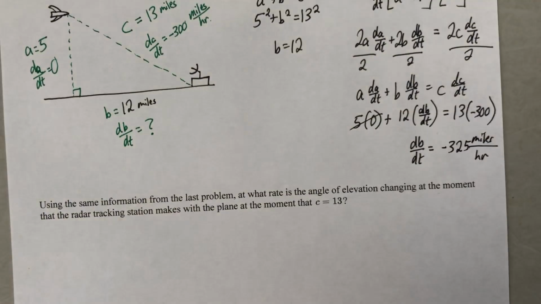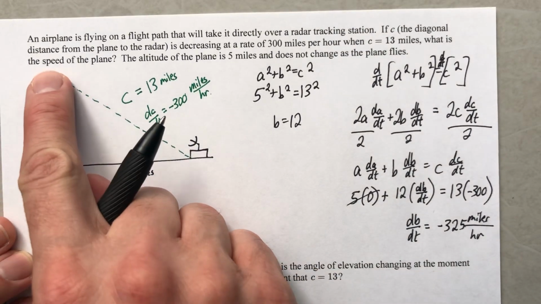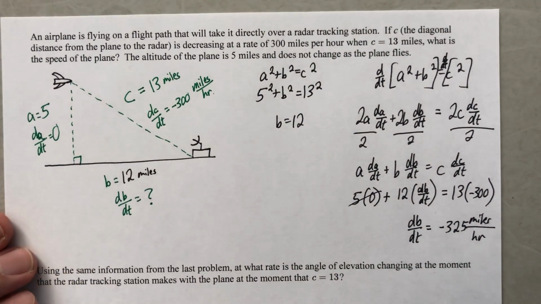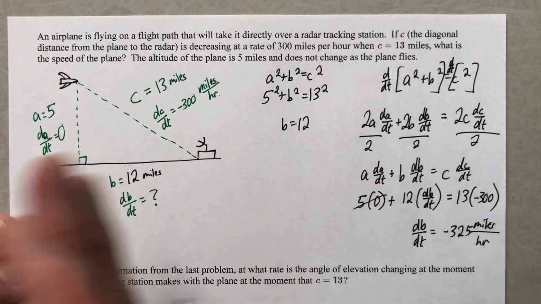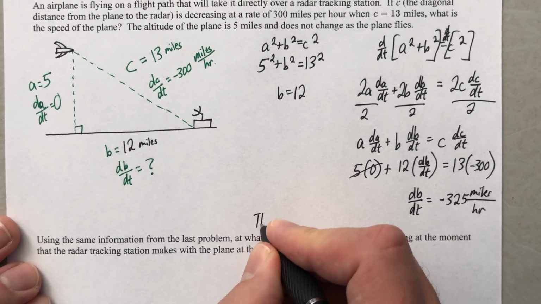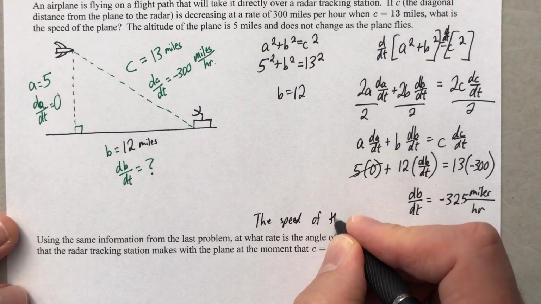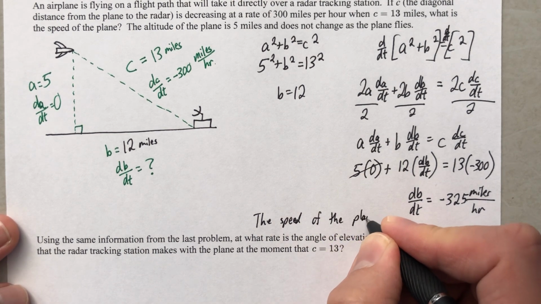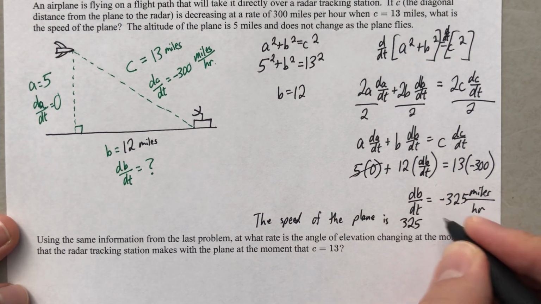Now that is fantastic, but let's just read it carefully. What is the speed of the plane? You'll never say speed is negative. You can say velocity is negative because that implies direction, but speed is never negative. So I'm going to just say the speed of the plane is 325 miles per hour.